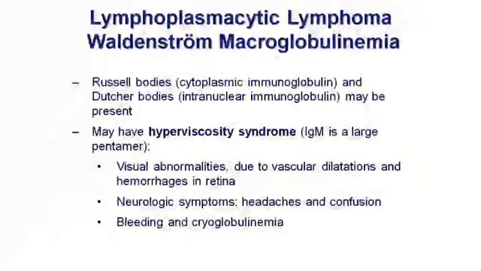Now, because IgM is so large, okay, a term you'll see is called hyperviscosity syndrome. So the large antibody makes the blood very viscous. These patients present with visual as well as neurological problems, okay, as well as bleeding and cryoglobulinemia. In fact, this may cause a secondary form of Raynaud's phenomenon.